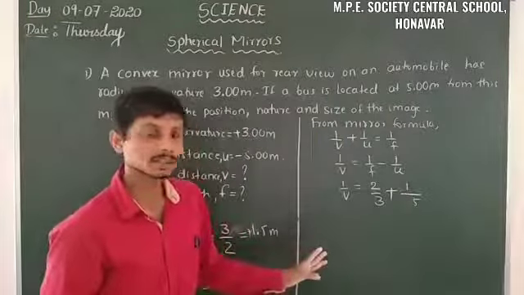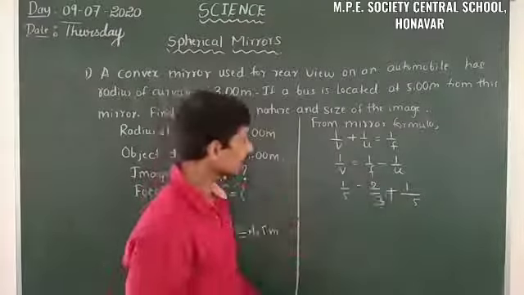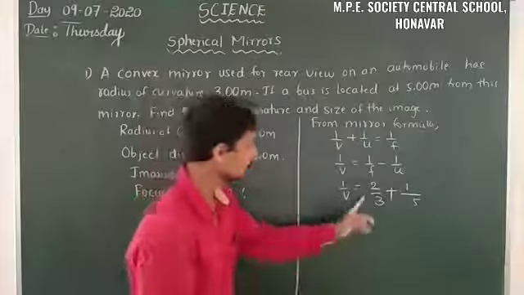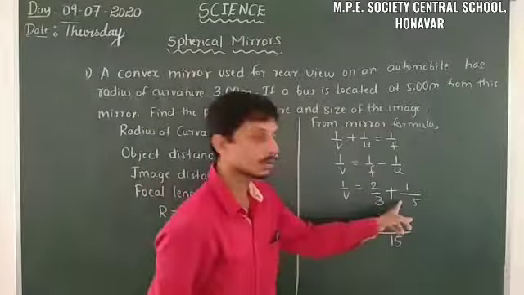I hope you are getting this: minus of minus, I take as a plus. Then we have to take the LCM of the two denominators, that is 15. So how do we get positive?